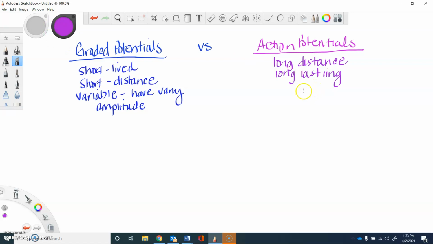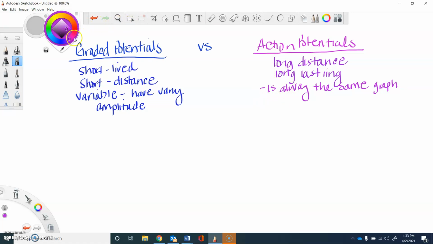The action potential always looks the same, okay? It is always the same amplitude, always the same graph. From -70 to +30, always looks the same.